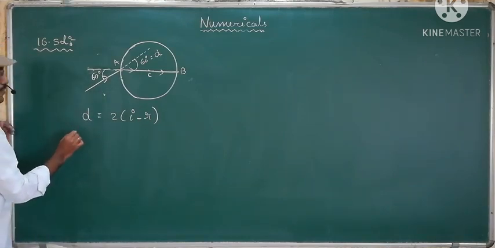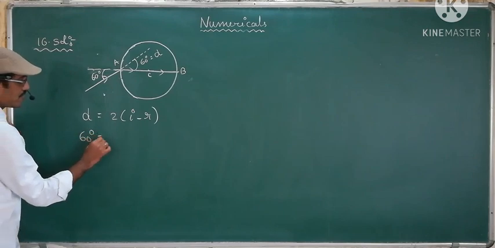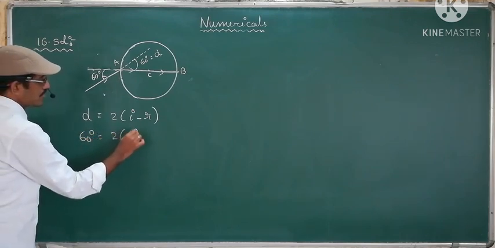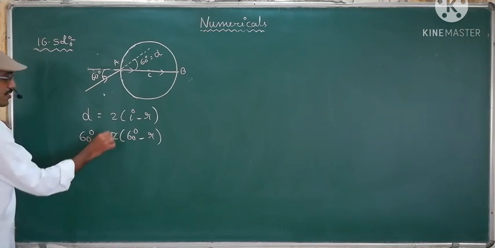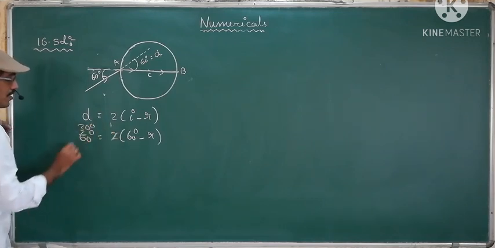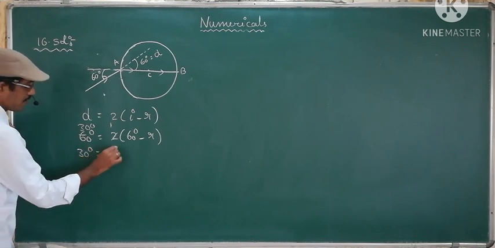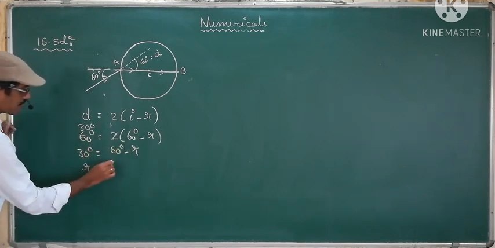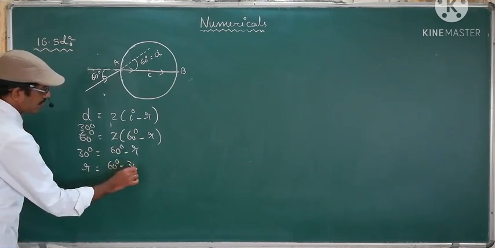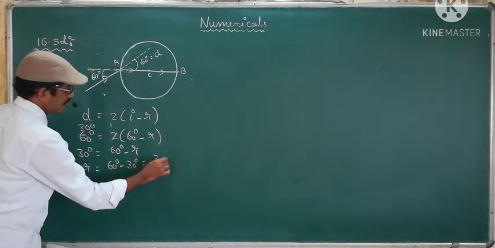Okay, now D is equal to how much here? 60 degree is equal to 2 into (60 degree minus R). Here 2 ones, this is 30 degree. So 30 degree is equal to 60 degree minus R. We want R. So R is equal to 60 degree minus 30 degree. So 60 minus 30, 30 degree.